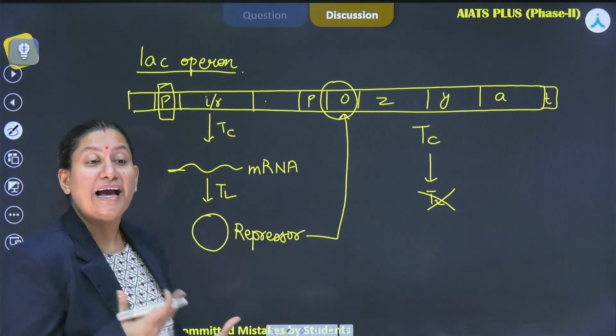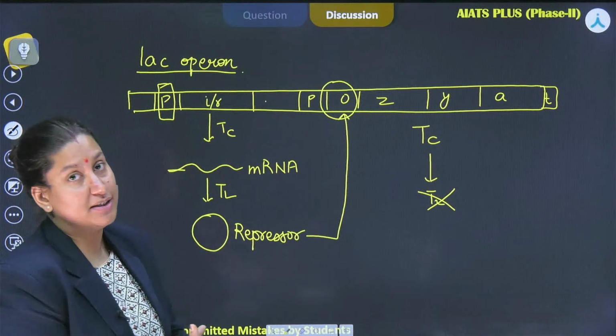In the case when lactose is going to be present in the medium in which the bacteria is growing, right?